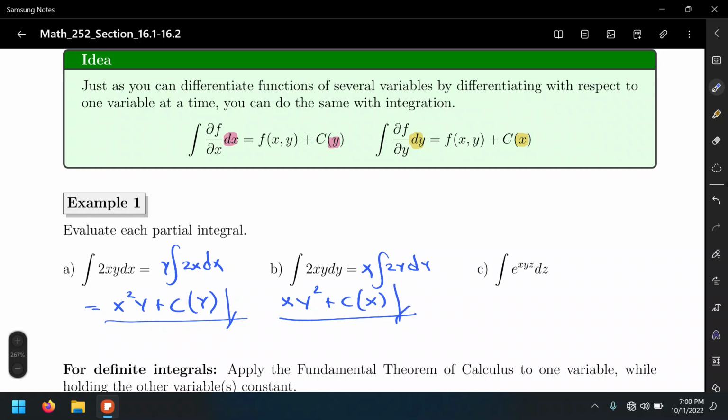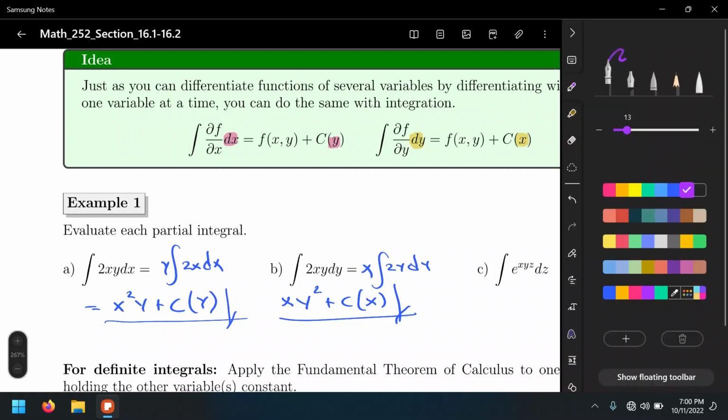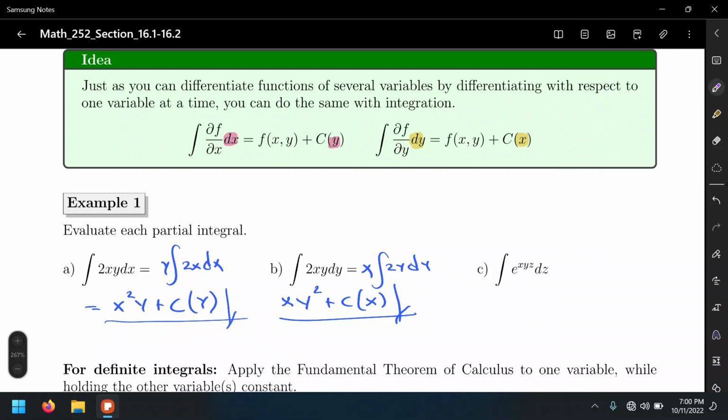So what's the thing here? If you take the partial derivative with respect to x, this is 2x y plus, since we are differentiating with respect to x, what's the derivative of something that depends on y? It's 0, all right? Because it's constant, and the same with respect to y.